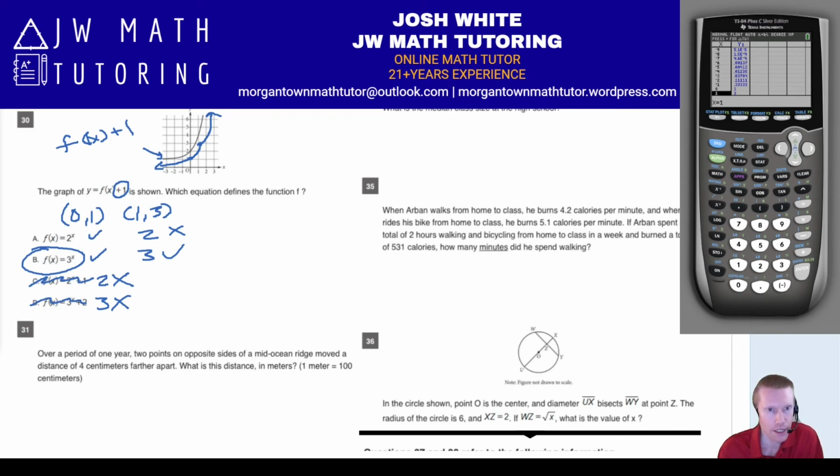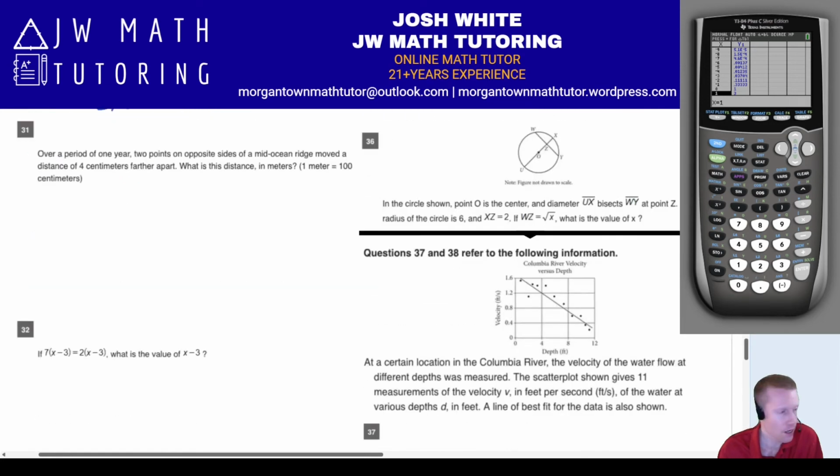Okay, the next problem that we're going to take a look at is problem number 31, just below it. So this problem basically is really just a dimensional analysis, like kind of unit conversion type problem.